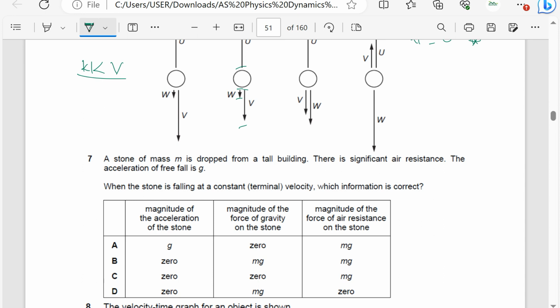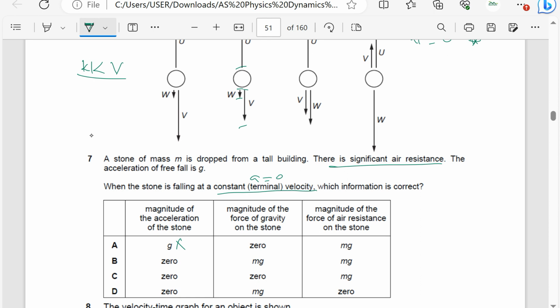A stone of mass m is dropped from a tall building. There is significant air resistance. The acceleration of free fall is g. When the stone is falling at constant terminal velocity, which information is correct? So here acceleration has become 0 at constant velocity. The magnitude of the acceleration goes to 0, so A is out.